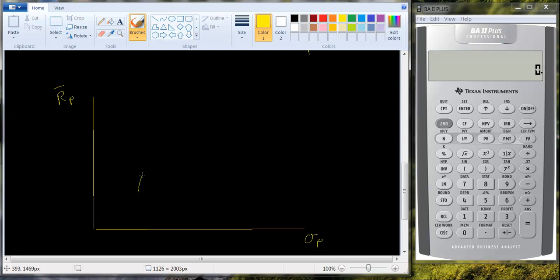All right, so again, let me see if I can draw an efficient frontier here. And if we have a risk-free asset, we draw a line from the risk-free asset that's just tangent to the efficient frontier, and we get the optimal portfolio, which would be right here. So this is the risk-free rate. We sometimes refer to this as the capital market line.